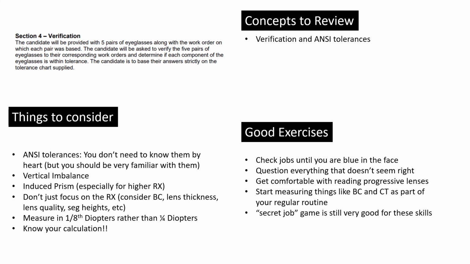And the secret job game is still a very good skill, because it's just kind of working backwards, right? You could basically do the secret job game where you're just blindly verifying these things, flip the work order over, see what is supposed to be there, then compare it to the ANSI chart. So you basically are preparing for 3 different sections in one activity. If it hasn't been a take home point yet, the secret job game is definitely one of the best things you can do to prepare for the eyeglass exam, because it covers so many different competencies that you need to know.